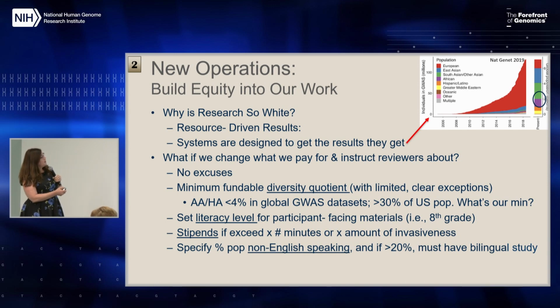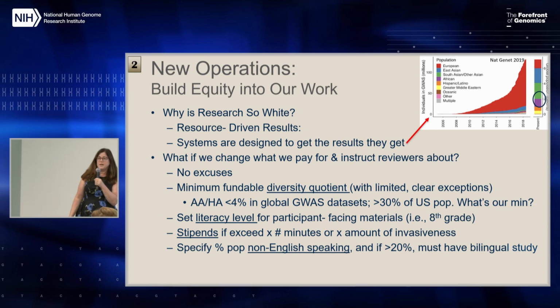The next point that I wanted to point out is how can we operate differently? How do we build equity into our work? Why is research so white? You've heard the saying that systems are perfectly designed to get the results they get. So our patient population research is white because that's what we've been resourcing.